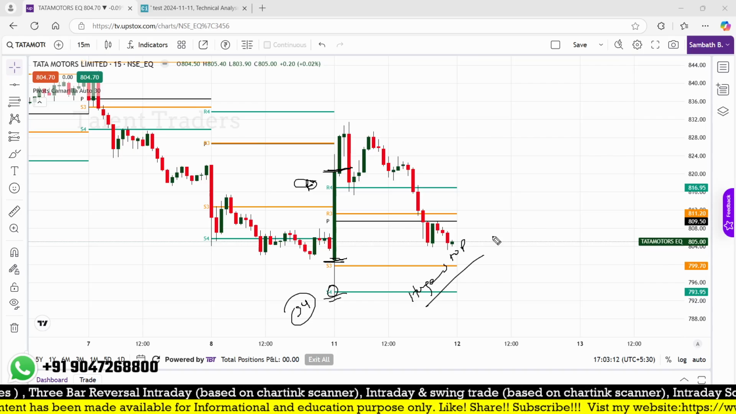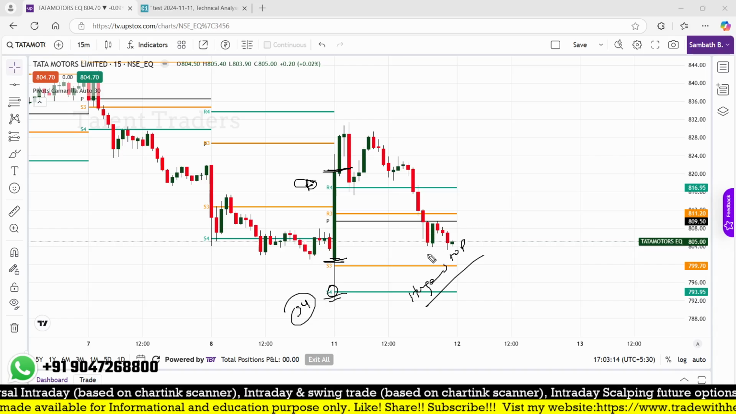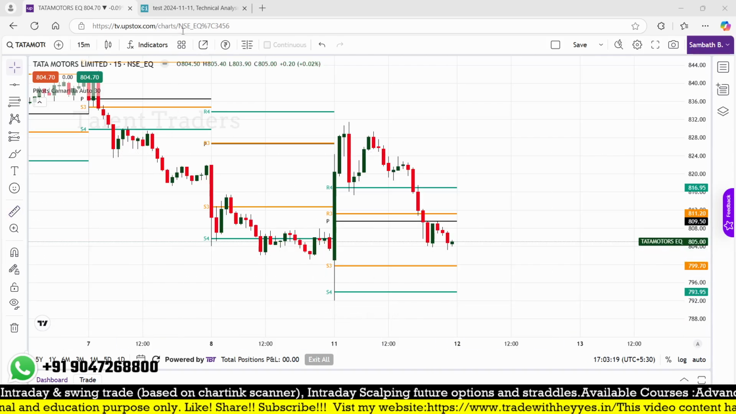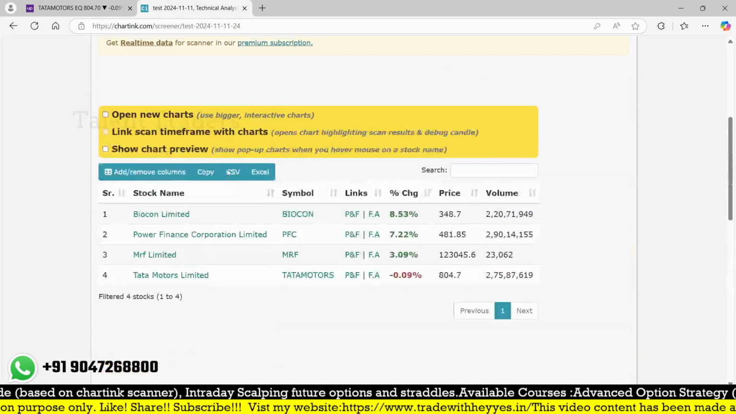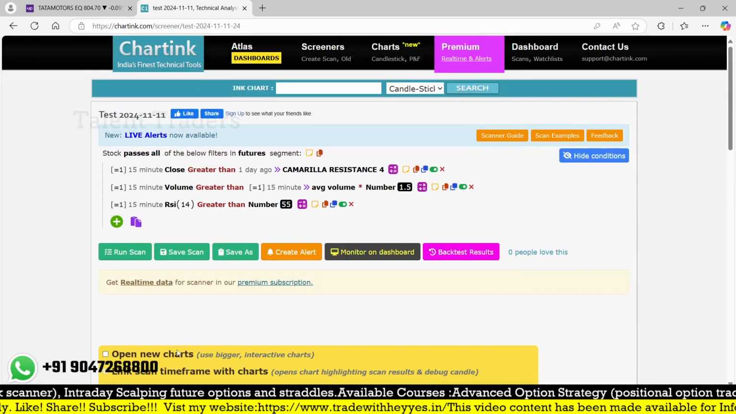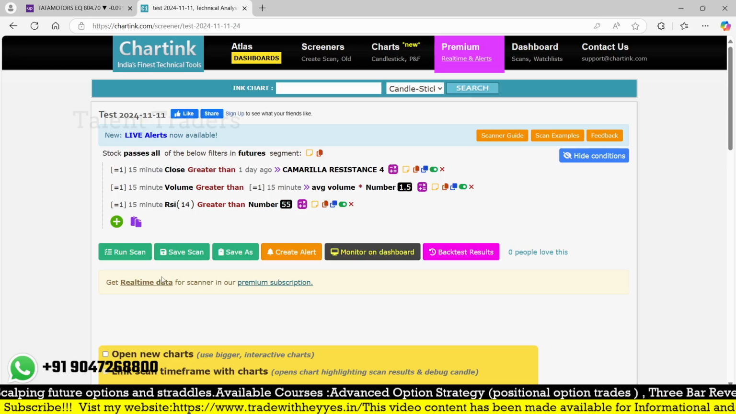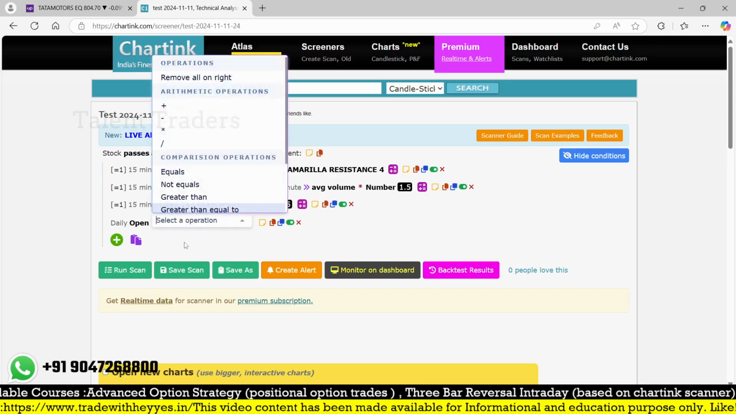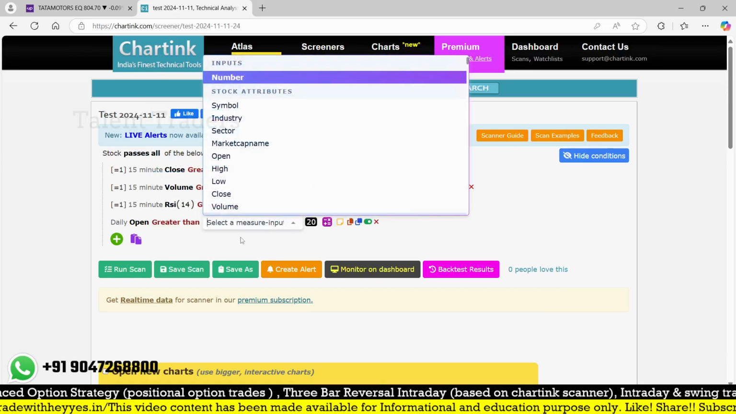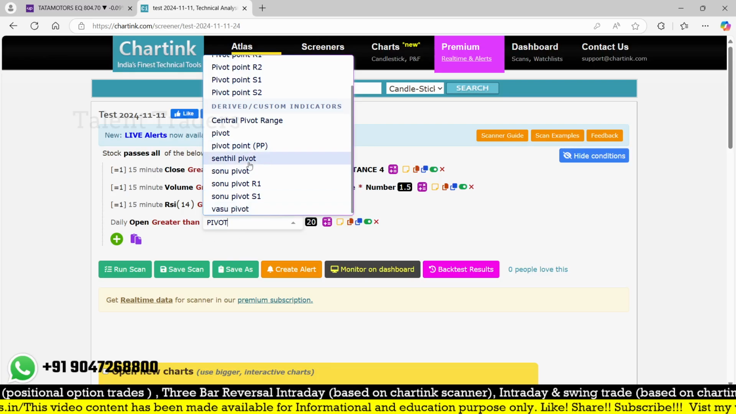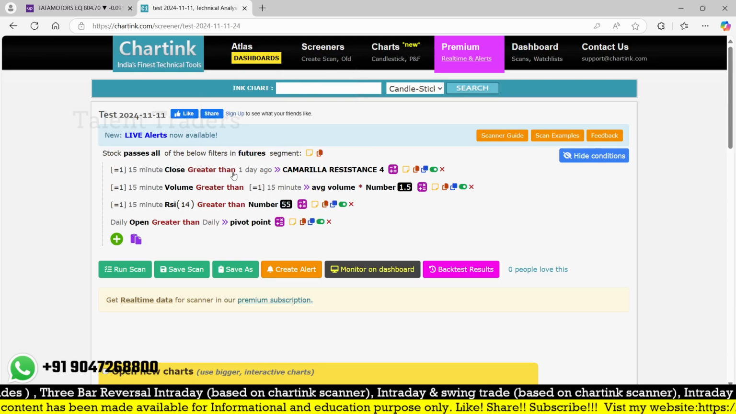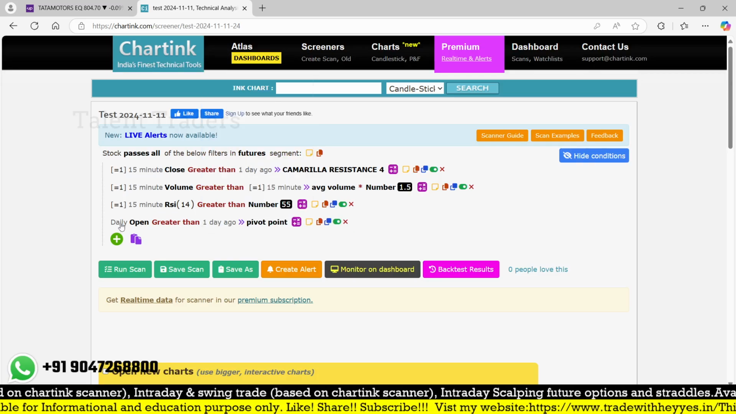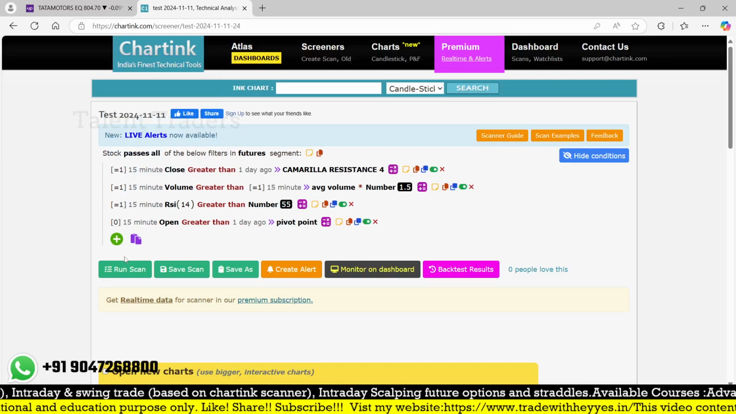I can simply add some more conditions to filter down to a very minimum number of stocks. So let me try to add one more condition to filter this particular list. Let me go for open greater than pivot. This is also a custom indicator, pivot point, and it should be 1 day ago. Here I'm just using 15 minutes.